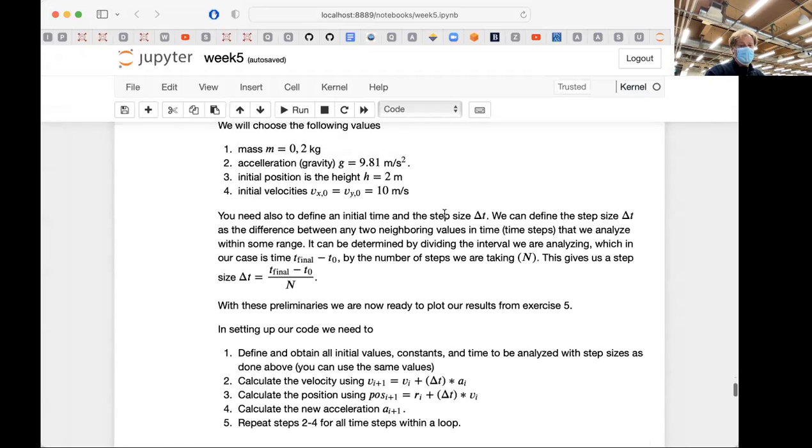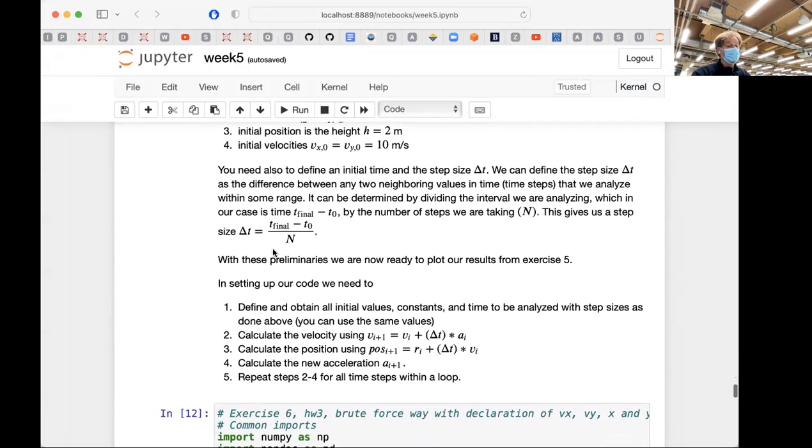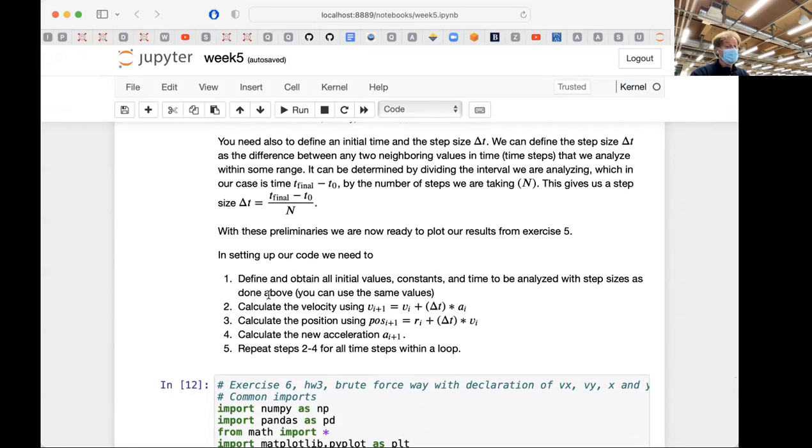Let me just bring up. So you can choose different variables here. You need to specify these. So when you're running it in exercise 6, you can specify initial velocities, you can specify the initial height and so on. You need to set up a delta t, a time step. You need to set up arrays which contain velocities, positions, and accelerations.